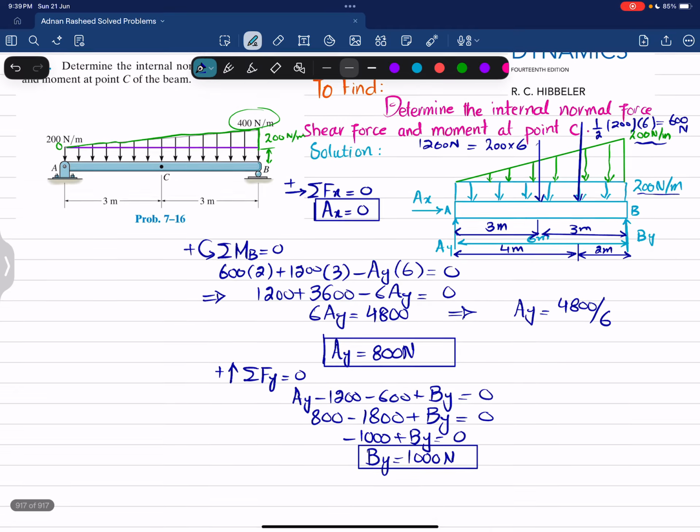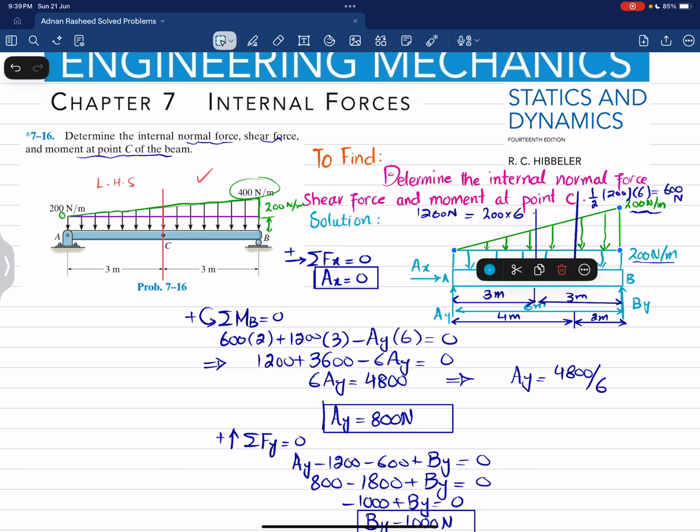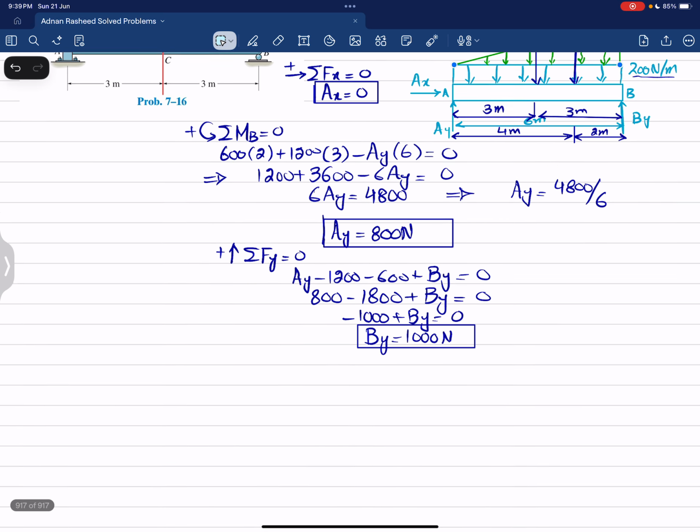So what we are going to do, we have been asked to find the normal force, shear force and moment at point C of the beam. So what we are going to do is that we will cut the beam at point C and we will draw the free body diagram. And for that we will take this left hand side. You can also take the right hand side as well, but we will take the left hand side of this beam, which is section AC.